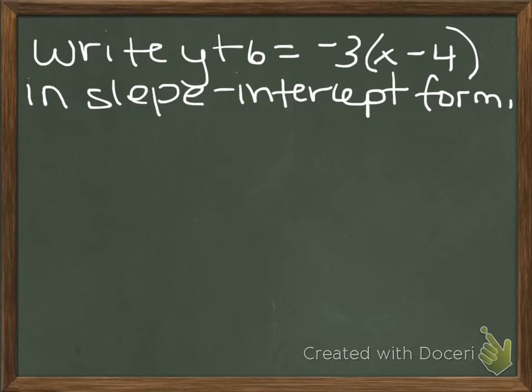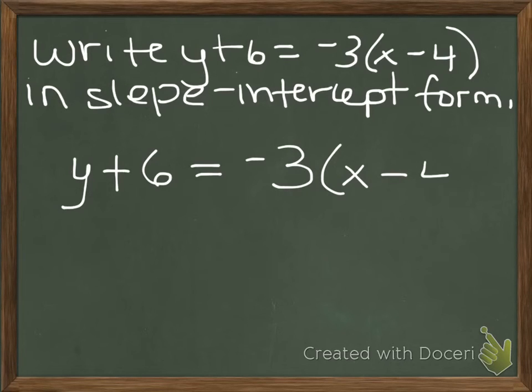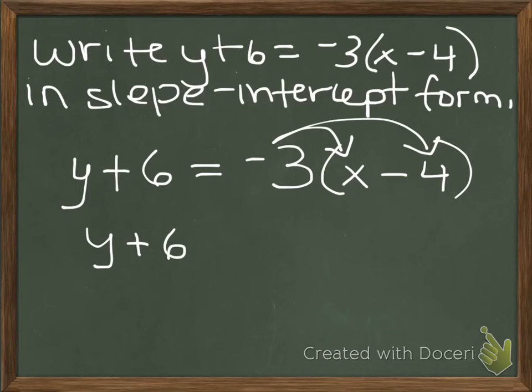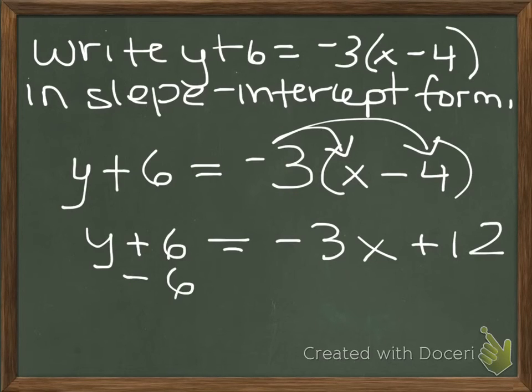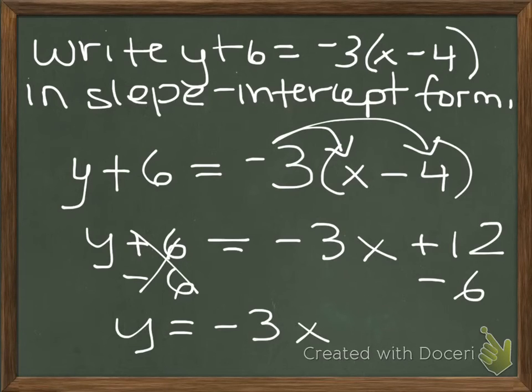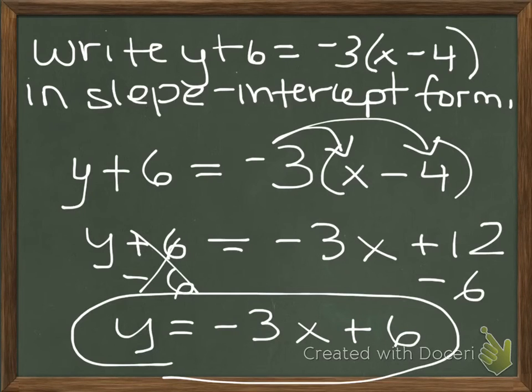Here we're asked to write this in slope-intercept form. Again, if we're asked to change from one form to another, you want to focus on simplifying. So I'm going to simplify this first by distributing. Then I need to combine like terms. And then notice that once I've simplified and combined like terms, I don't need to do anything else, because it's already in slope-intercept form, which is what they want our final answer to be in.